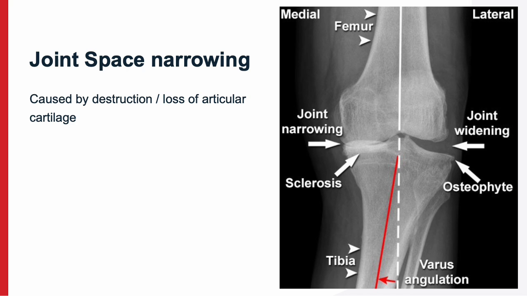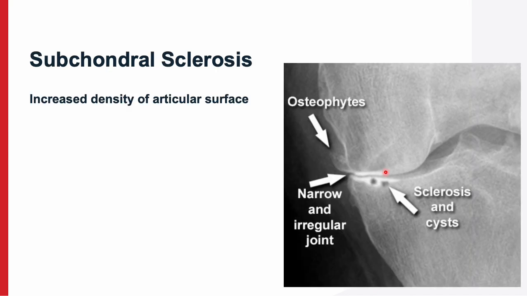You can see this X-ray here. It has narrowing of the medial compartment, subchondral sclerosis. There's widening of that lateral compartment, and as a result we have that varus angulation of the knee. Subchondral sclerosis, that's white. You can see with the bone and these little tiny subchondral cysts occurring. Nice little osteophyte hanging off the edge.